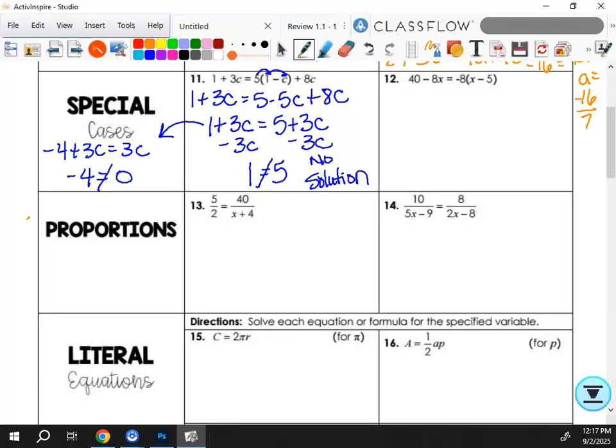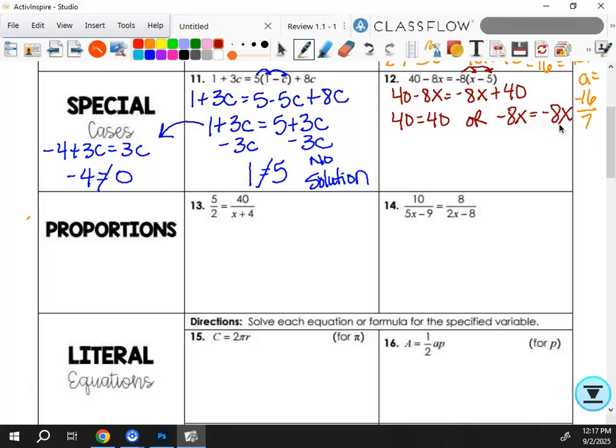Okay. All right, so then let's look at 12. So I'm going to start by distributing that -8. So I'm going to get 40 minus 8x equals -8x plus 40. So again, depending on which way you would do it, I would add the 8x to both sides first. So if I do that, I get 40 equals 40. If you subtract 40 from both sides, then you get -8x equals -8x.